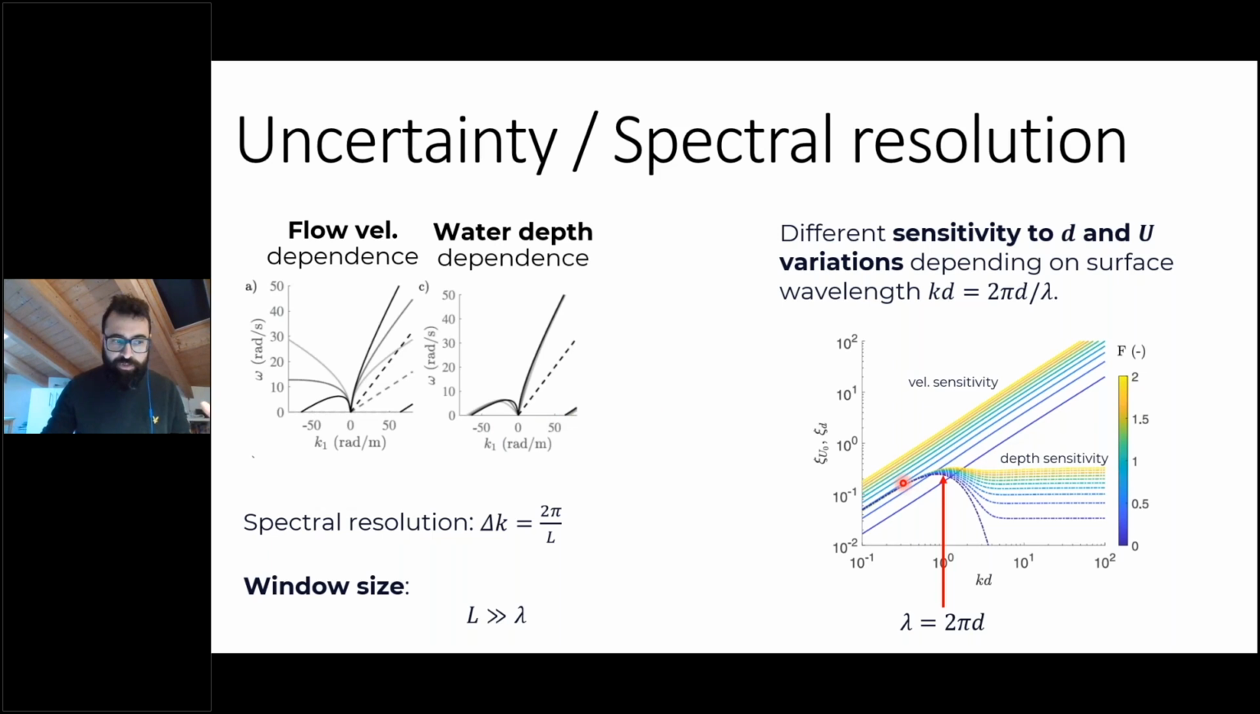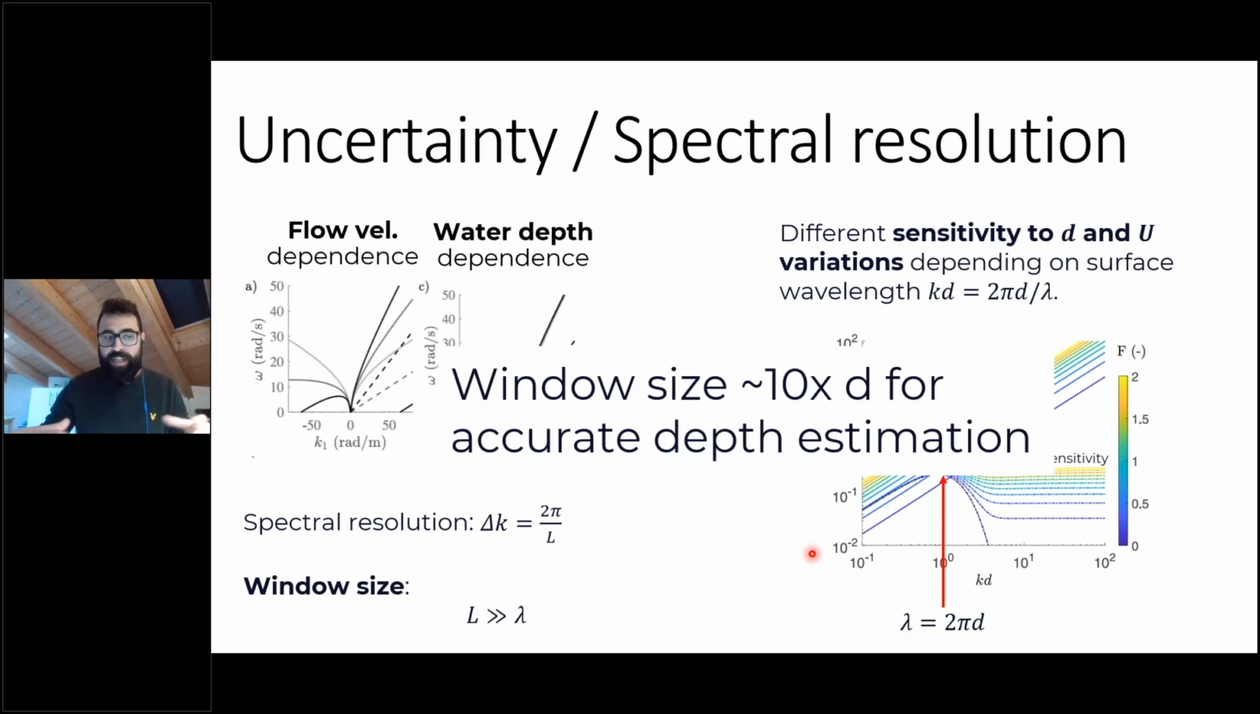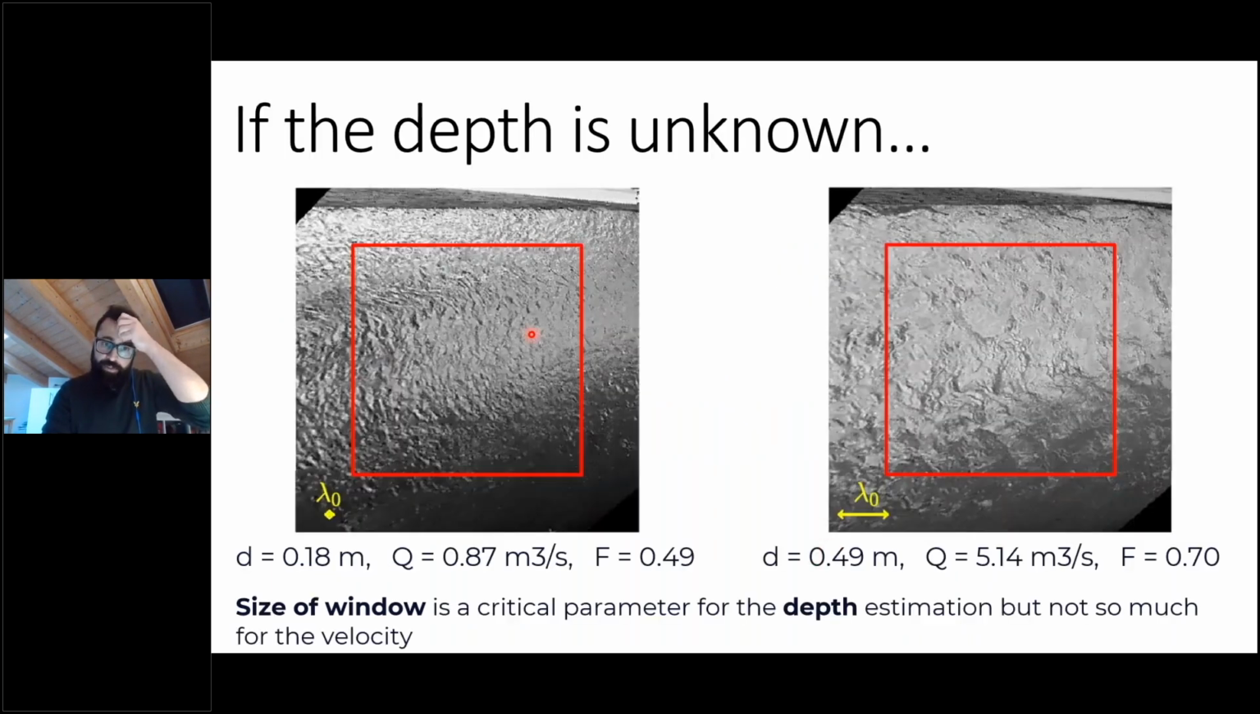They have a wavelength of about 2 pi, or 6 times the water depth. So we need, first of all, these waves to be present on the water surface, and then we need to be able to measure these waves. So we need effectively a window size which is about 10 times the water depth for accurate depth estimation. In our case, it was a relatively narrow channel, so we had to use a window which was almost as large as the whole river width. So basically what we reconstructed was an average water depth and an average velocity.